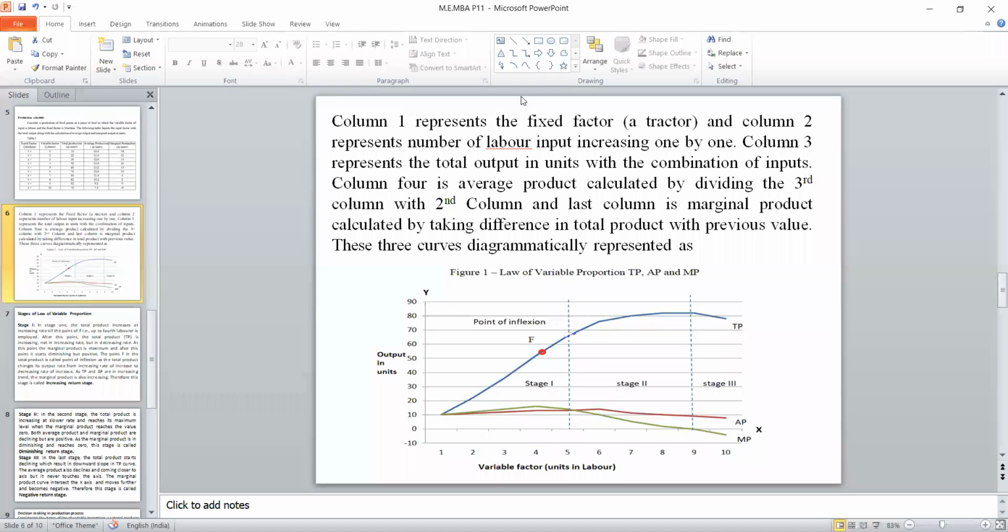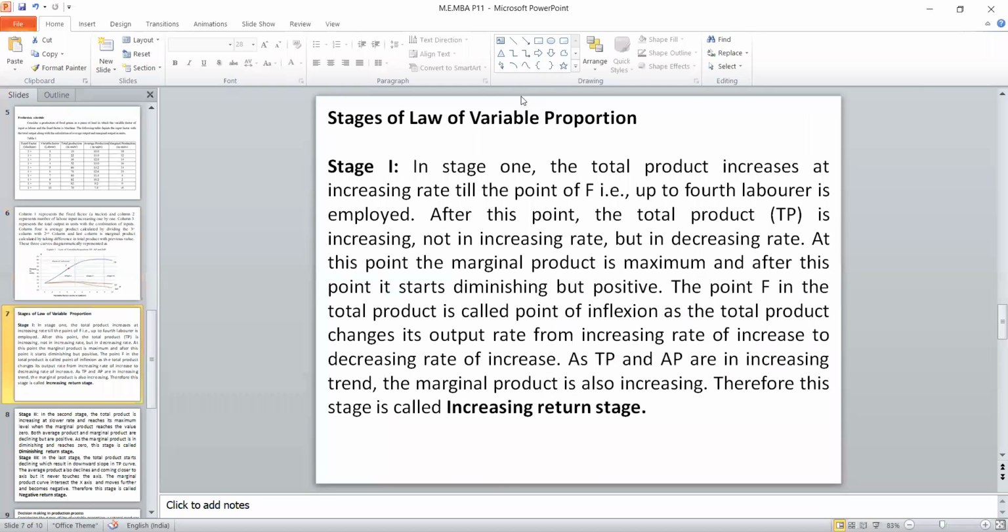You can go through this. In the first stage, the total product increases at an increasing rate till the point F, up to the fourth laborer employed. After this point, if you see, the total product is increasing, but not at an increasing rate, but a decreasing rate. At this point, the marginal product is maximum. After that point, we have to change the stage from increasing stage to decreasing stage. It will start decreasing, but it is not negative, it is positive. That is why for the first four laborers, up to the fifth laborer, we say it is an increasing stage. After that, it is called decreasing stage. The change from increasing rate to decreasing rate, we used to call it as point of inflection.